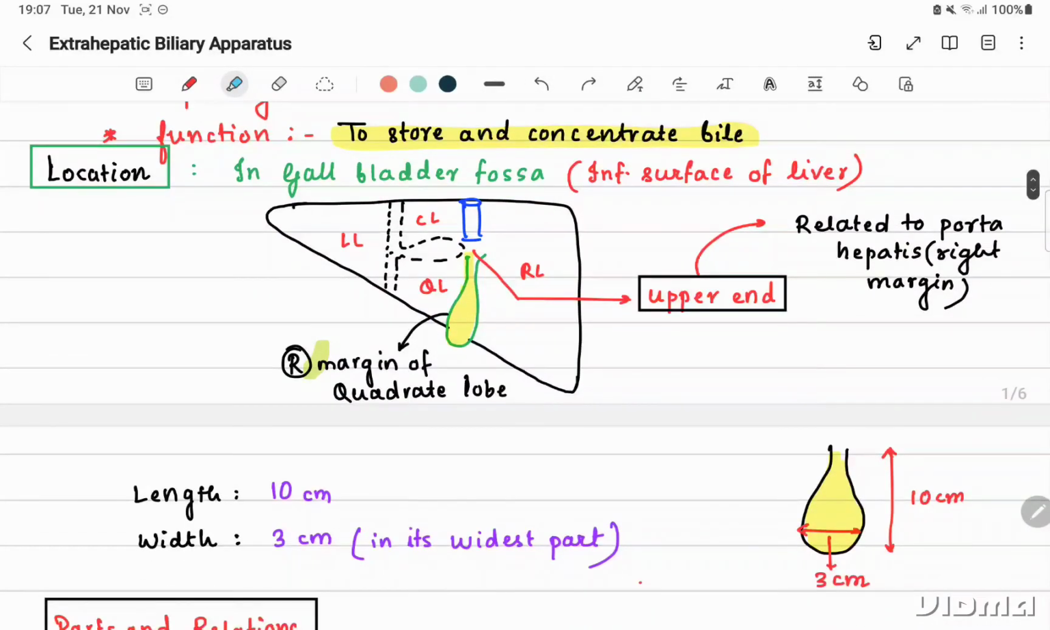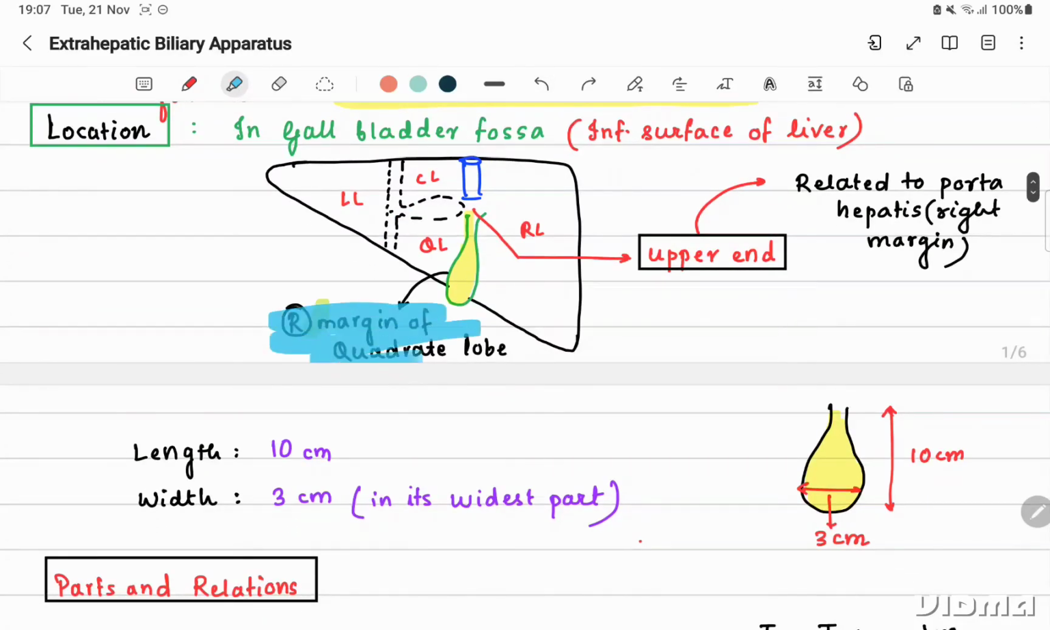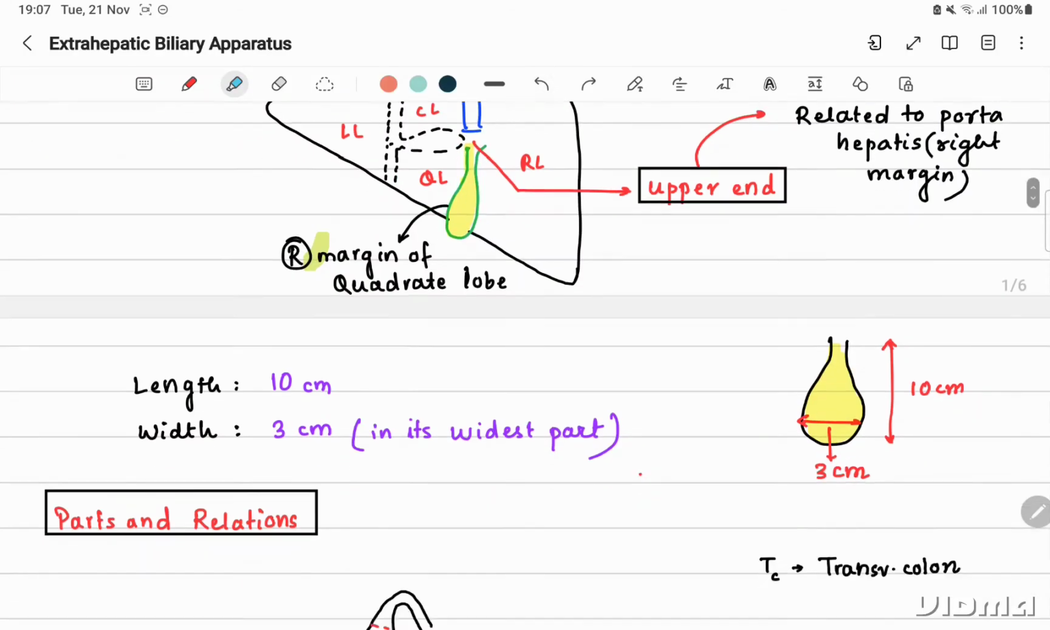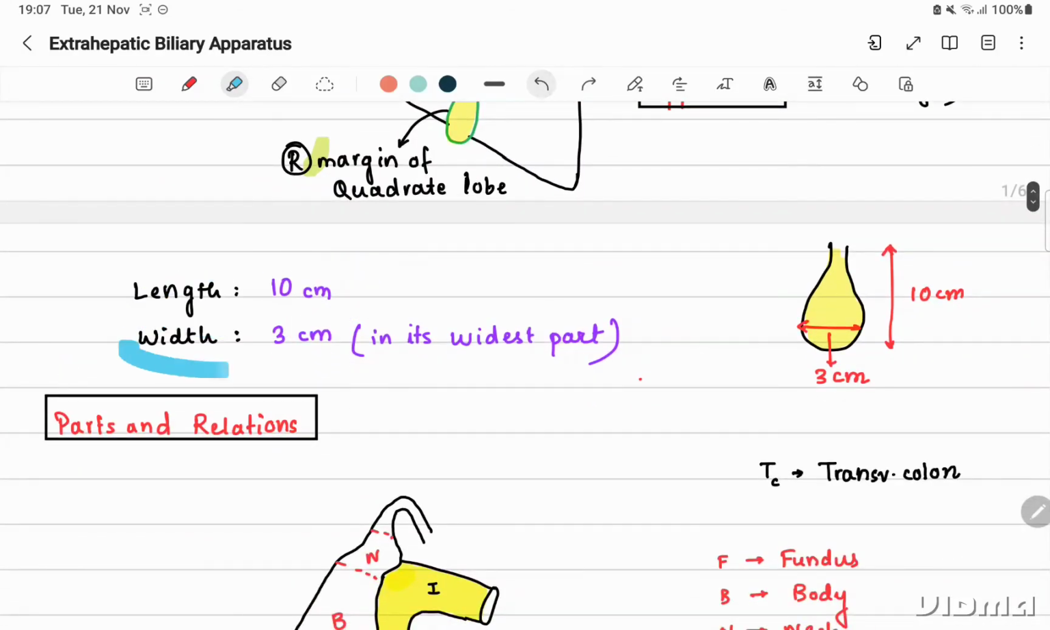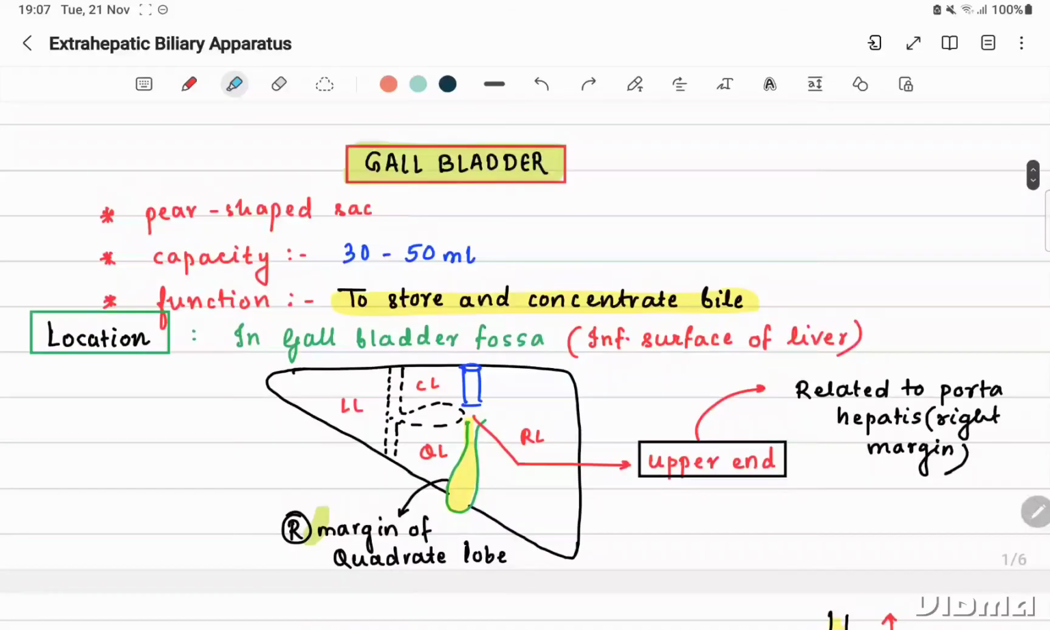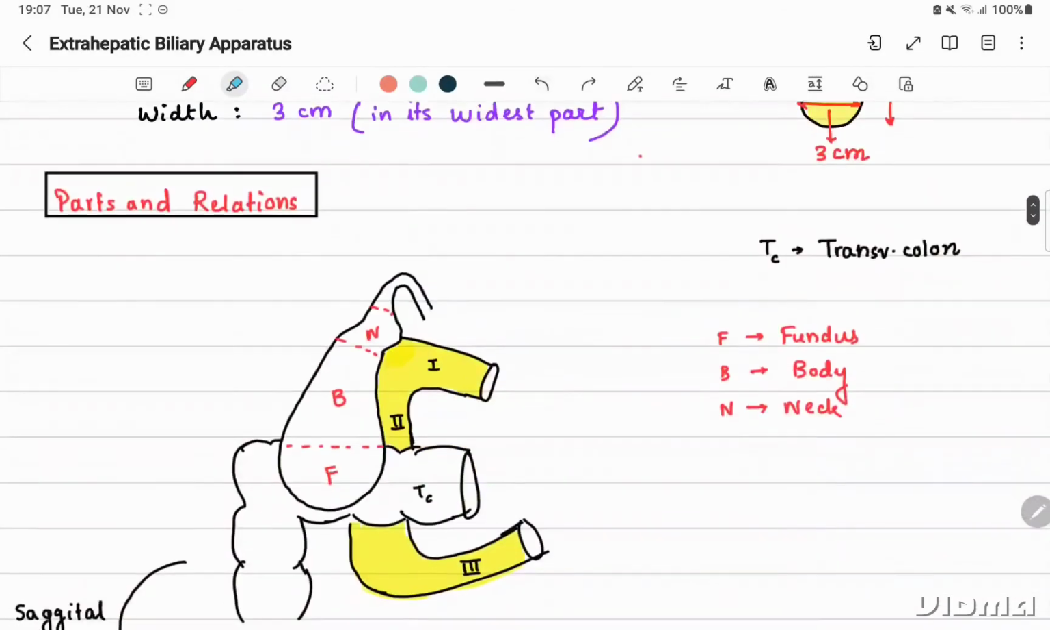The upper end is related to your porta hepatis. You can see the impression for the porta hepatis. The lower end is related to the right margin of your quadrate lobe. Length is 10 cm and width is 3 cm in its widest part, and capacity is 30 to 50 ml.